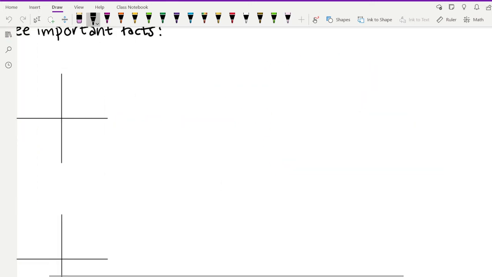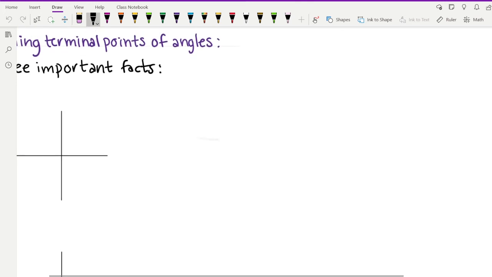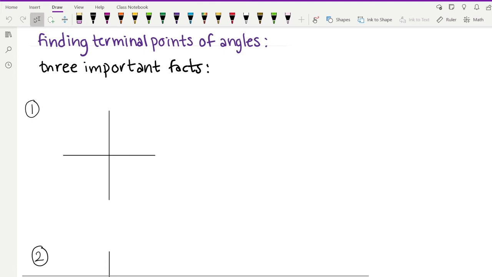So let me go to this sheet now where we're going to introduce a few facts that will be really essential in the process of finding the terminal points of these different angles. Okay, so first fact. Let's say that we have a point, and this point has some x coordinate and some y coordinate. So not necessarily a point on the unit circle, just any old point.